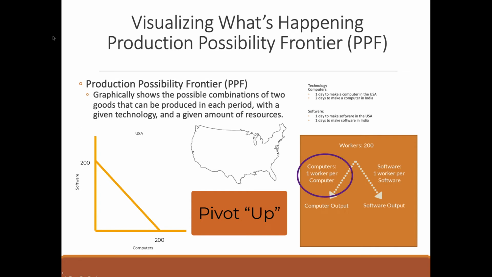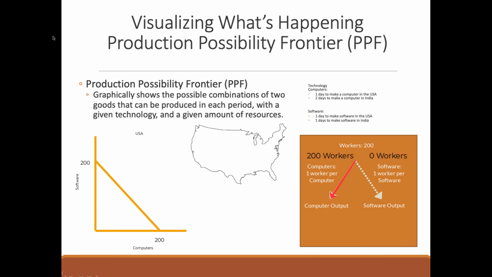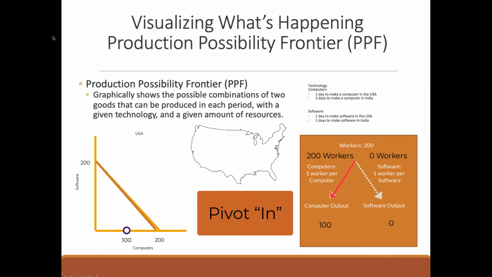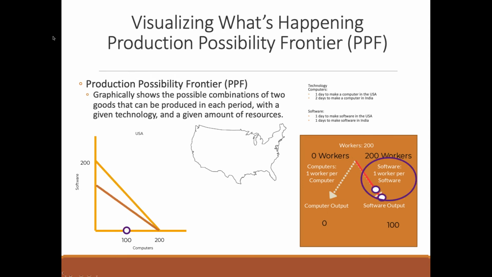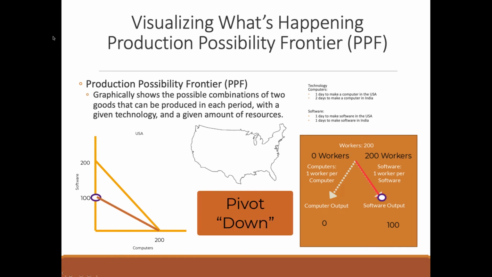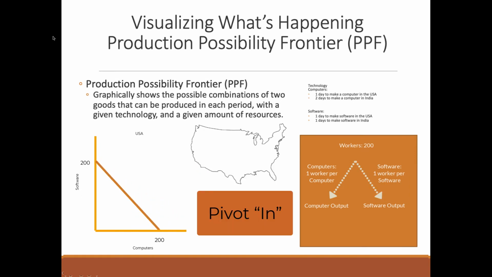Now let's say it got harder to make computers. Instead of it being 1 day, it takes 2 days. Instead of being able to make 200 computers, we can only make 100 computers. That's called pivot in. You can see where this is going. The next one is, if it got harder to make software, it took 2 days or 3 days or 4 days, say 2 days, we'd only be able to make 100 units of software, and we call that pivot down. So we have pivot out, pivot in, pivot up, and pivot down.